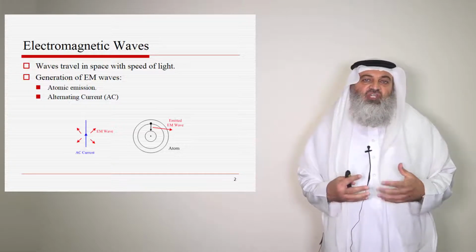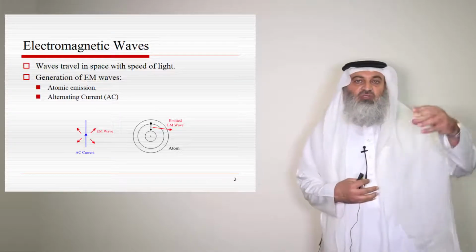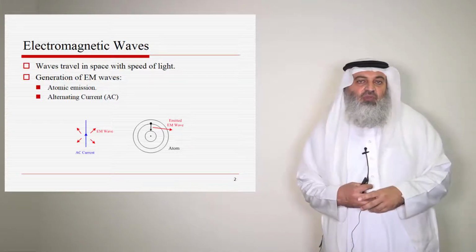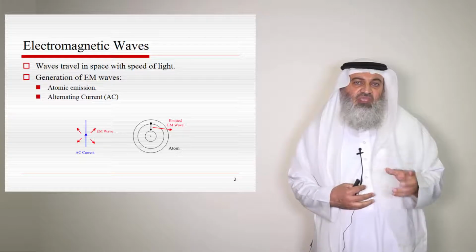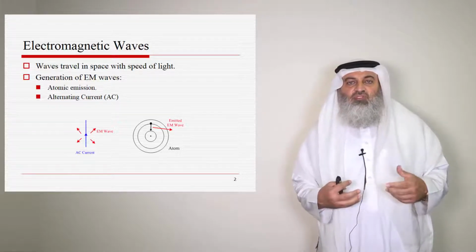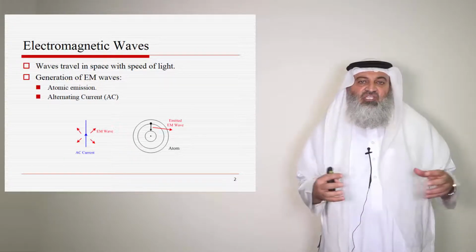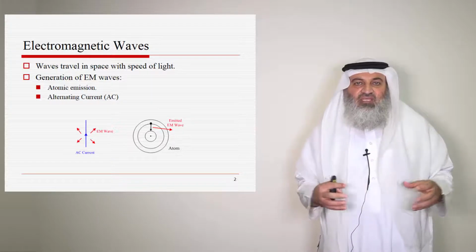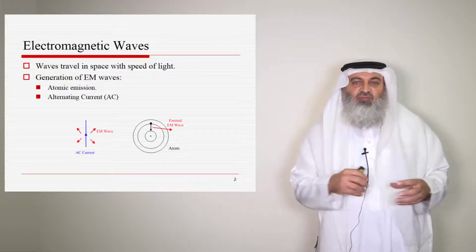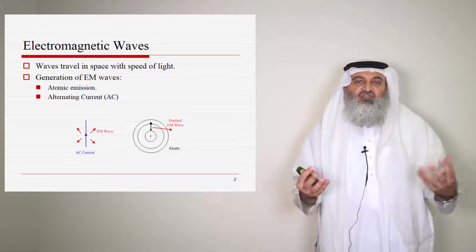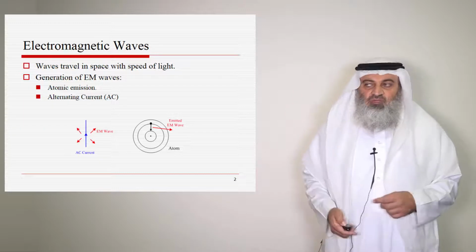Now there are many ways of generating those electromagnetic waves, two of which are the atomic emission. When the electron leaves an orbit to a lower energy orbit, it radiates this energy in the form of electromagnetic waves. But the more important way of generating EM for us in electrical engineering is through a changing current, or what we call AC, alternating current. When we let an alternating current flow through a wire, then this wire generates or radiates the electromagnetic waves, and this is what we use actually for wireless communication.